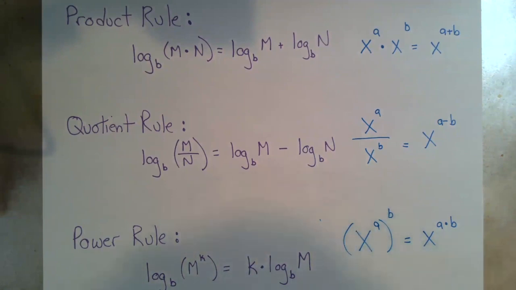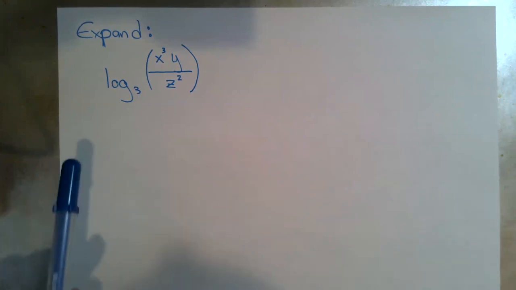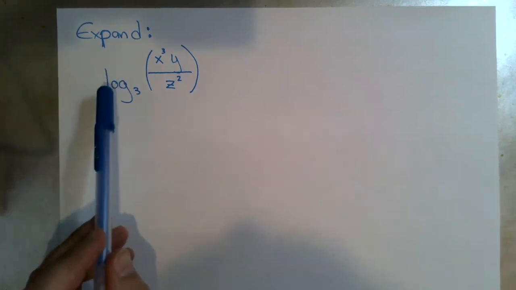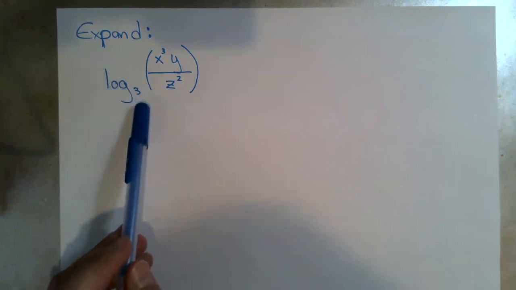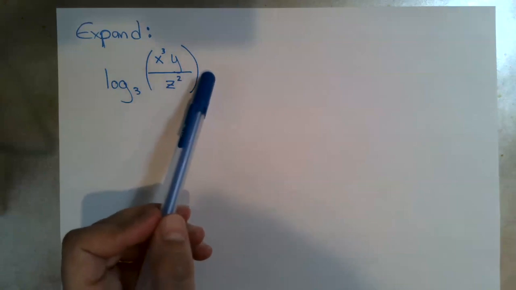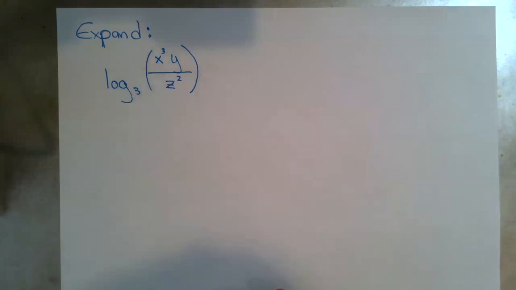Okay, let's take a look at this in action. So here we have a problem, and the directions are expand. So we have the log base 3 of x to the third times y divided by z to the second. So let's take a look at how we would expand this.